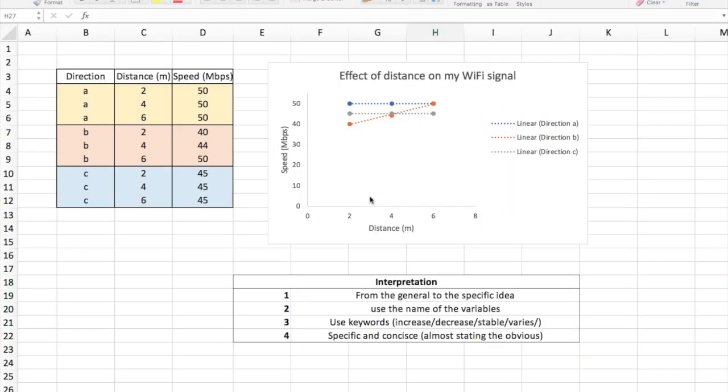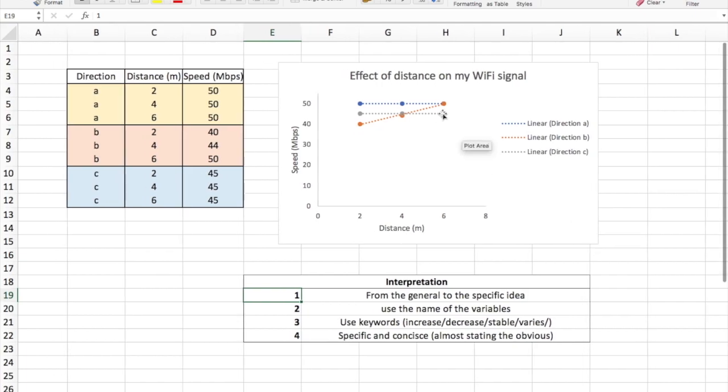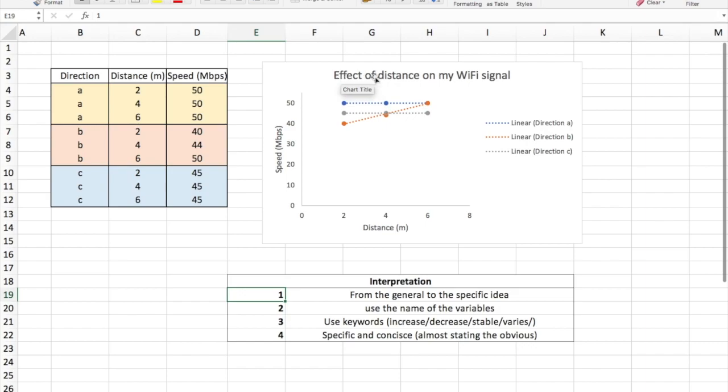The idea behind interpreting data is getting the information from the graph. And how you do that, and this is why I have the first hint here, is that you always go from the general to the specific idea. If you think about it, what is the general idea? That it is an effect of distance on the Wi-Fi signal. This is why the variables are these ones.